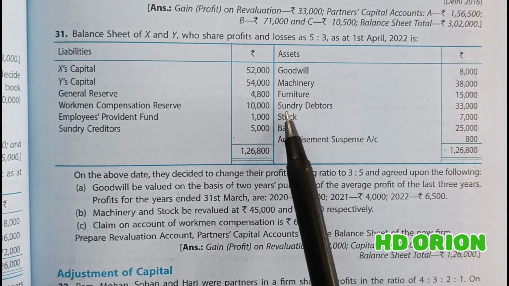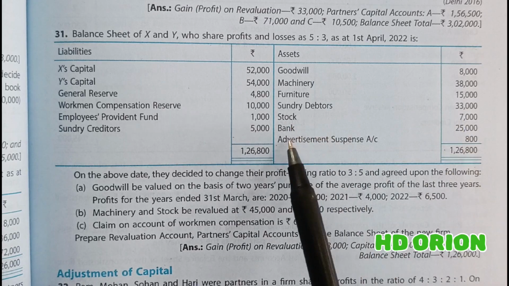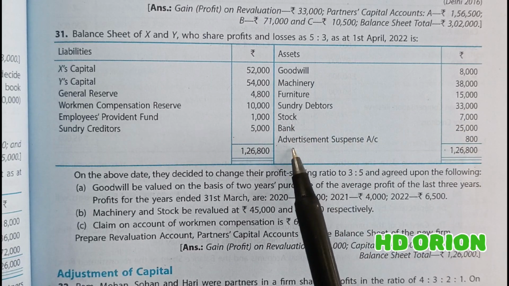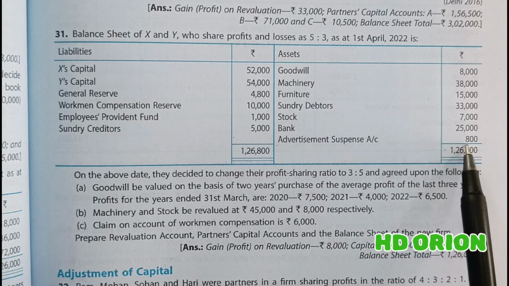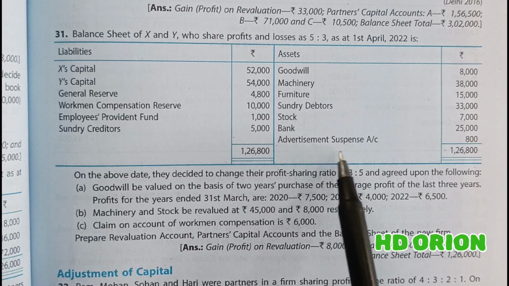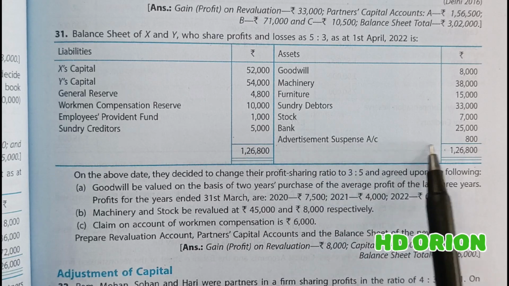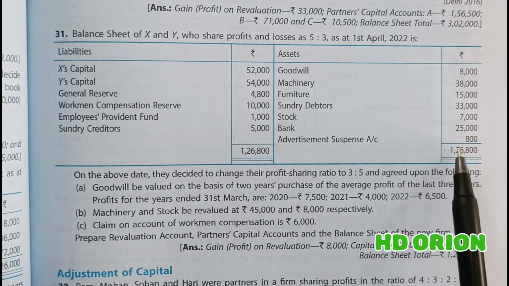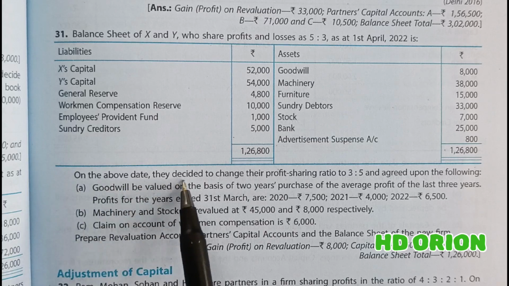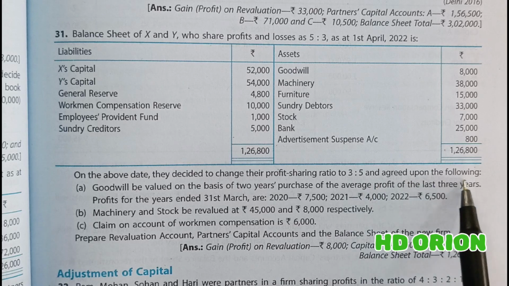Furniture rupees 15,000. Sundry debtors rupees 33,000, stock rupees 7,000, bank rupees 25,000, and advertisement suspense account rupees 800. Now this is a heavy investment made in advertisement, the benefit of which the firm will receive in coming years, and therefore it is an asset. It's a prepaid deferred expense. Then on the above date, they decide to change their profit sharing ratio to 3:5 and agreed upon the following.